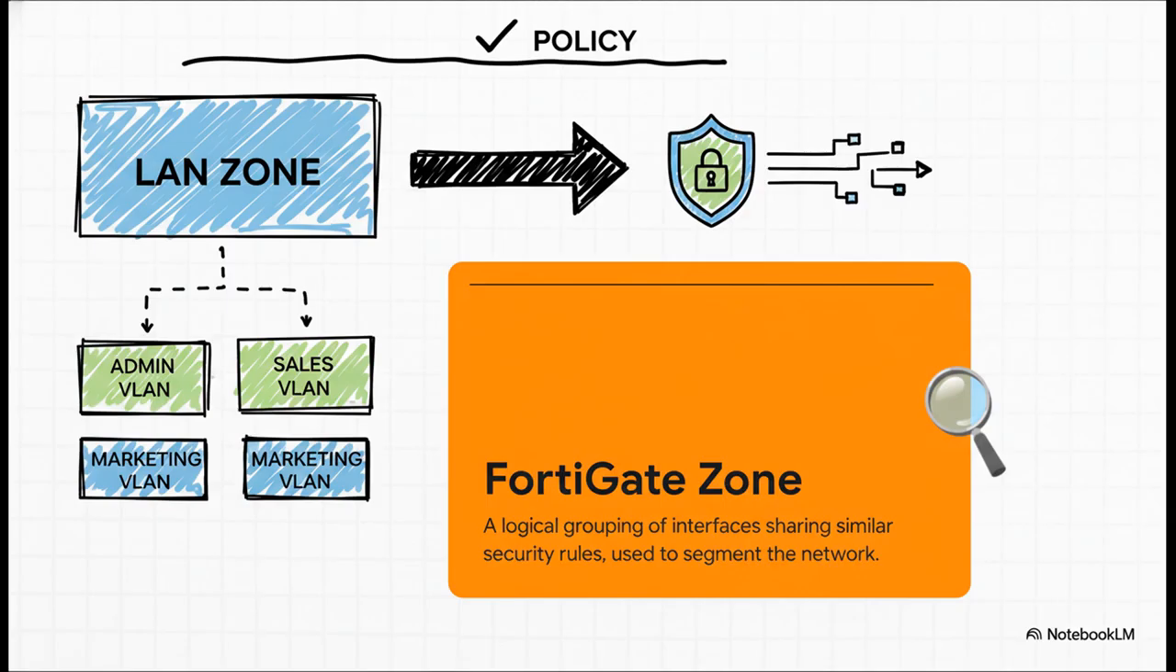So, you might be thinking, how do we manage all these different VLANs without writing a million firewall rules and losing our minds? Well, that's where this awesome thing called a FortiGate zone comes in. Just think of it like a big container. We take all our internal VLANs, admin, sales, marketing, and we just drop them into one big LAN zone. Now, instead of writing 3 or 30 different rules, we just write one single policy for the entire zone. It's so much cleaner, you're way less likely to make a mistake, and believe me, it is a lifesaver for network admins.